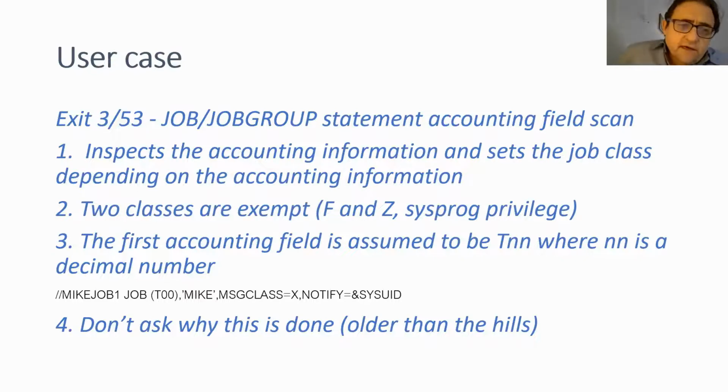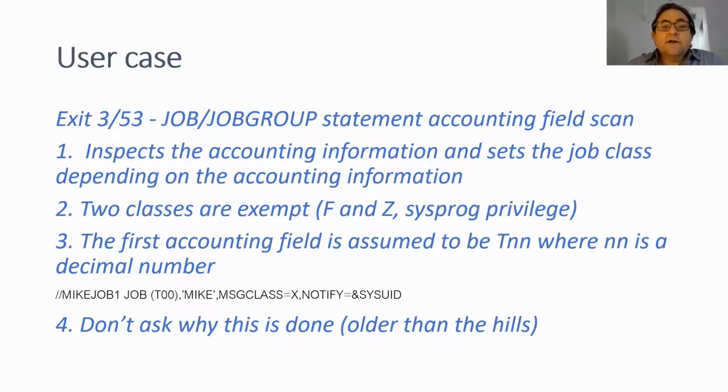So we're talking about exit 353. This is the job or job group segment accounting field scan. You receive the accounting field string in the exit as a parameter, and then you can do all kinds of things. In this case, what we did is we inspect the accounting information, and depending on the accounting information attributes, we are going to decide which job class to give to this job.